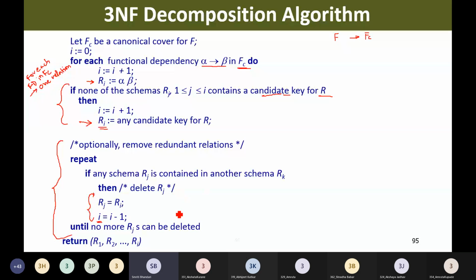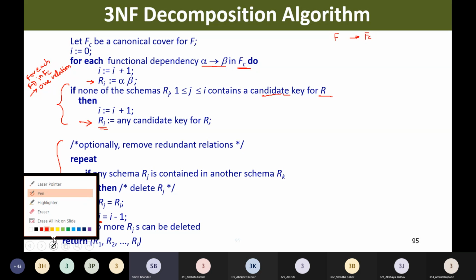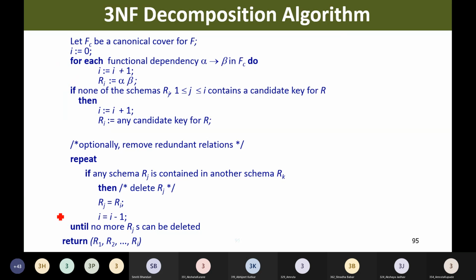So whichever are the redundant relations that we have formed by making use of earlier phases, if there are any, we are going to remove them. This is actually the formal process for decomposition in 3NF. But many times we should use the tricks that I have narrated earlier.